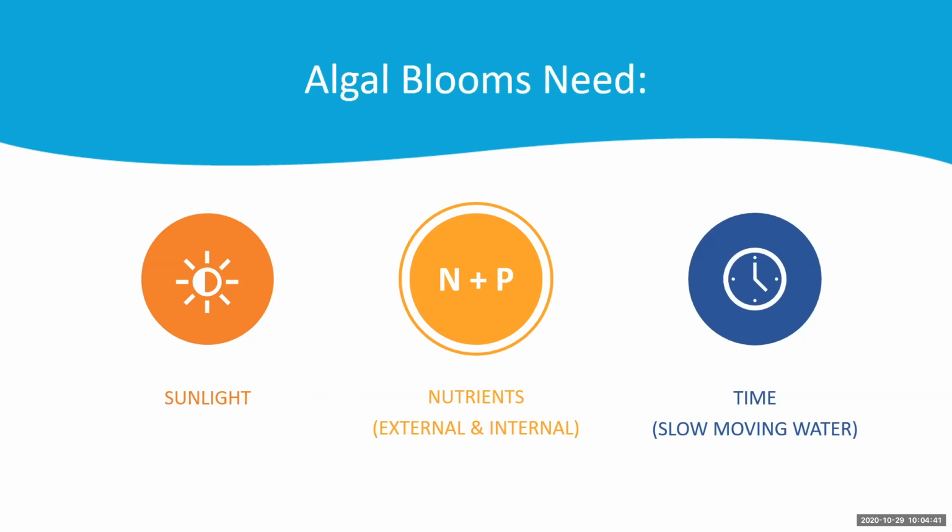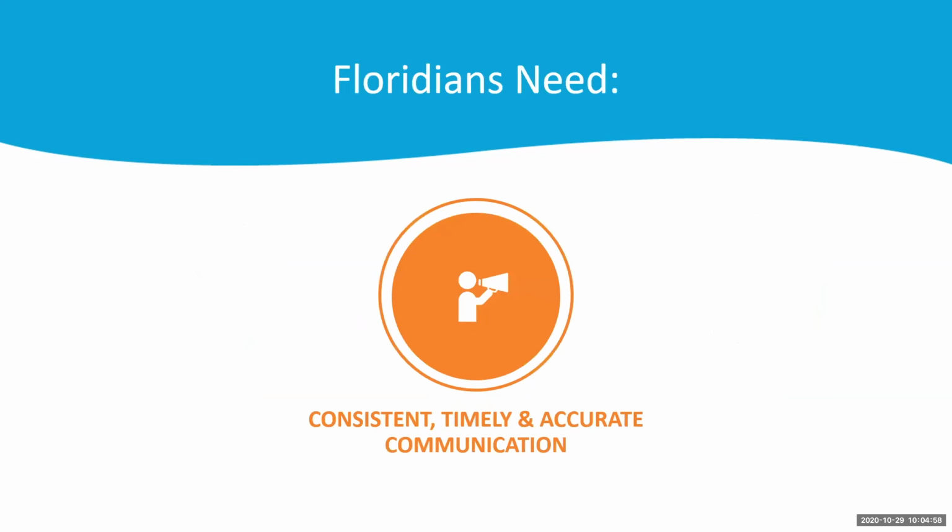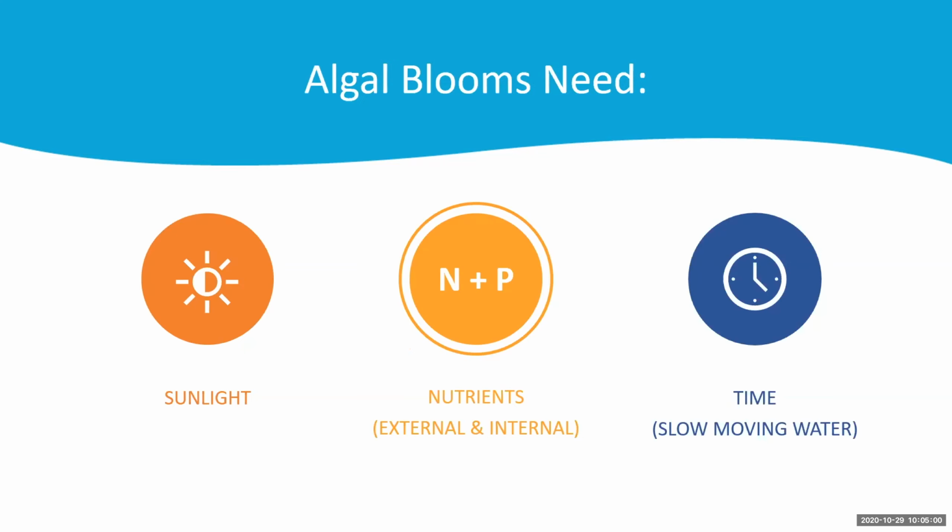And then most blooms, or many blooms, require time, and often this is really prominent in freshwater blooms, where you have blooms occurring in slow moving water. Now, I have a circle around the nitrogen and phosphorus, and that is because, out of these three bloom requirements, that's the one that humans have the greatest control over. Next slide.